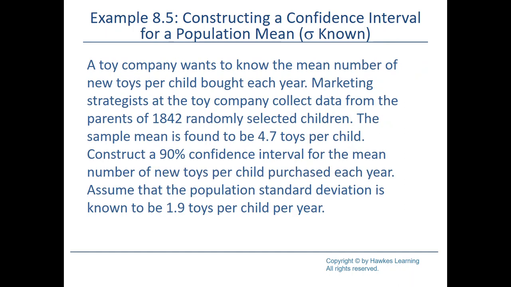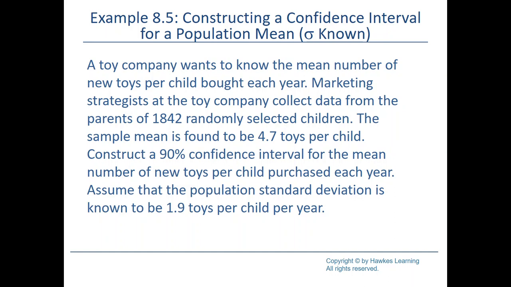Okay, let's try this again. And again, the more we try this, the more you are going to see that pretty much everything is given to you in the problems, but you just have to find it and read for it. So we've got our toy company that wants to know the mean number of new toys per child bought each year. A marketing strategist at a toy company collects data from 1,842 randomly selected children.